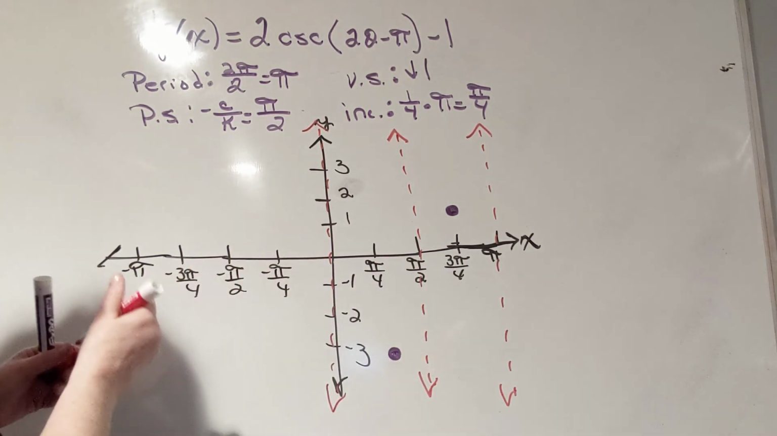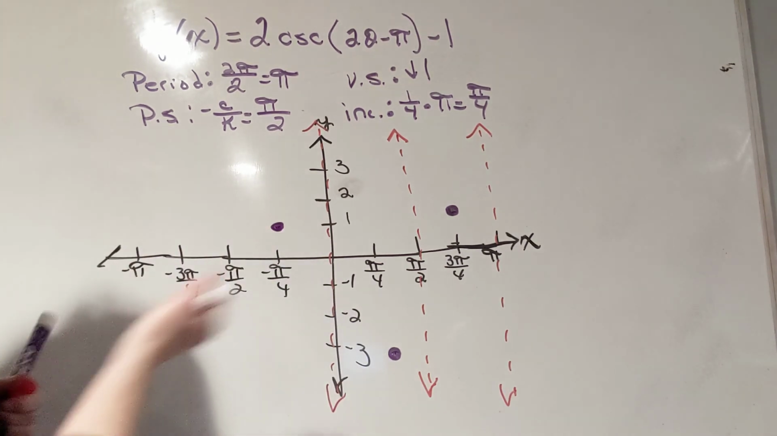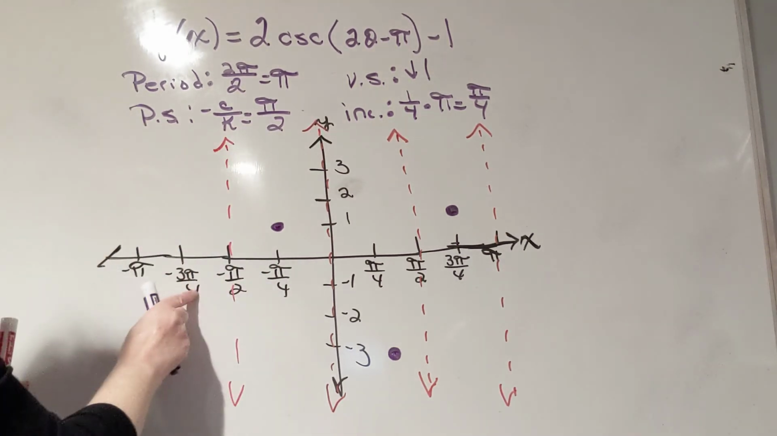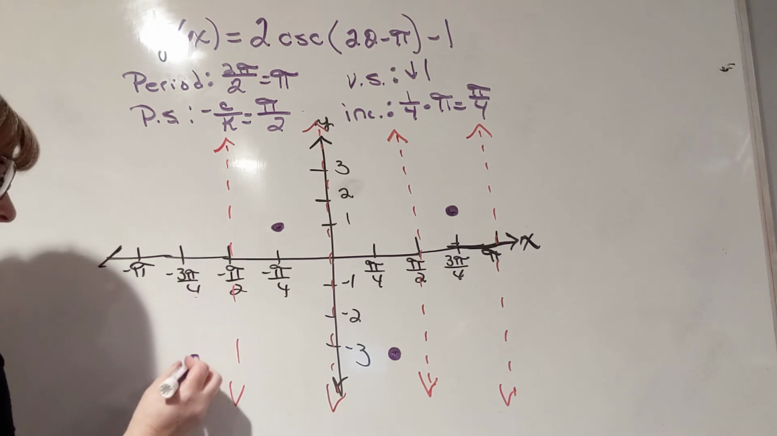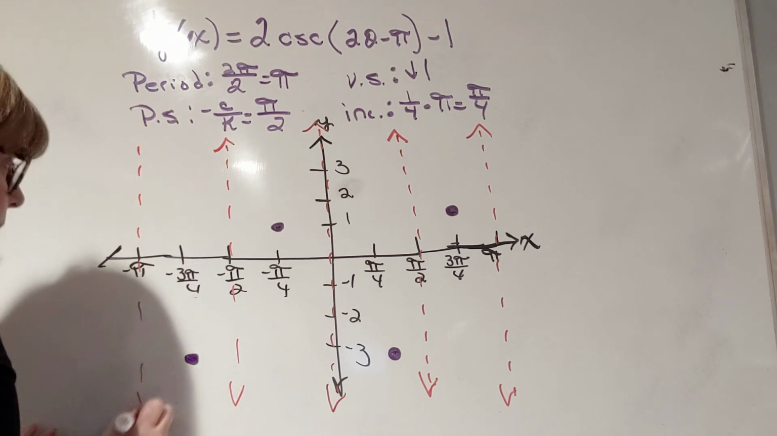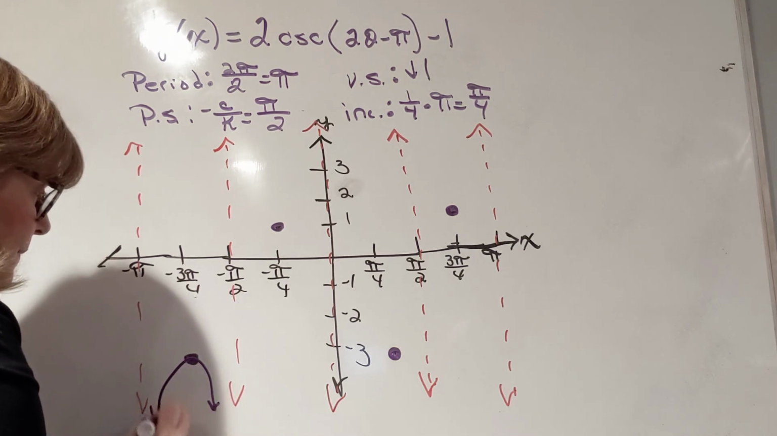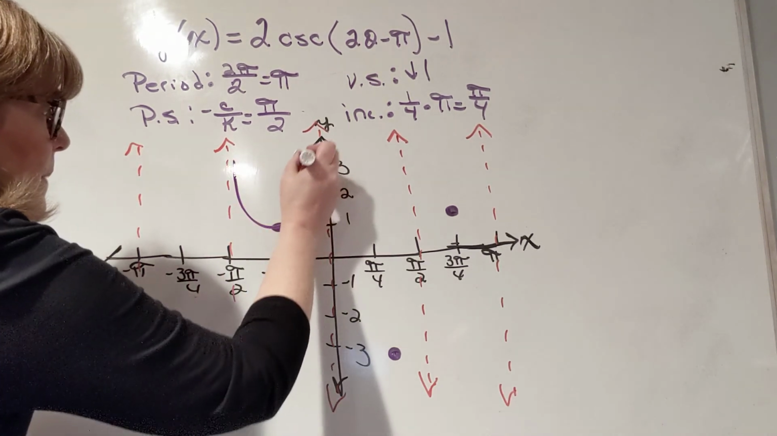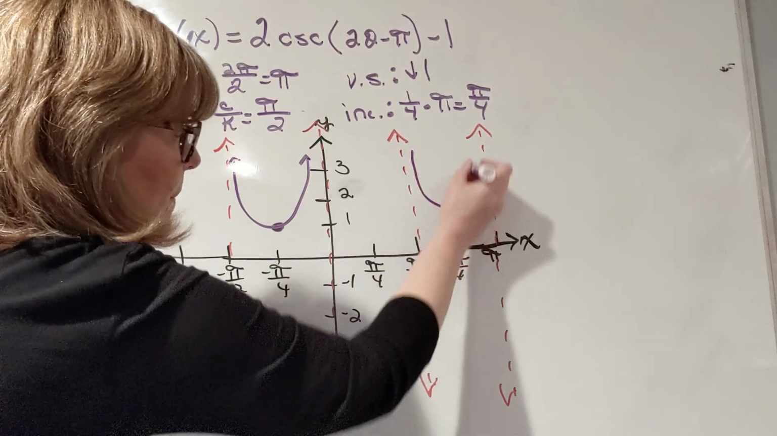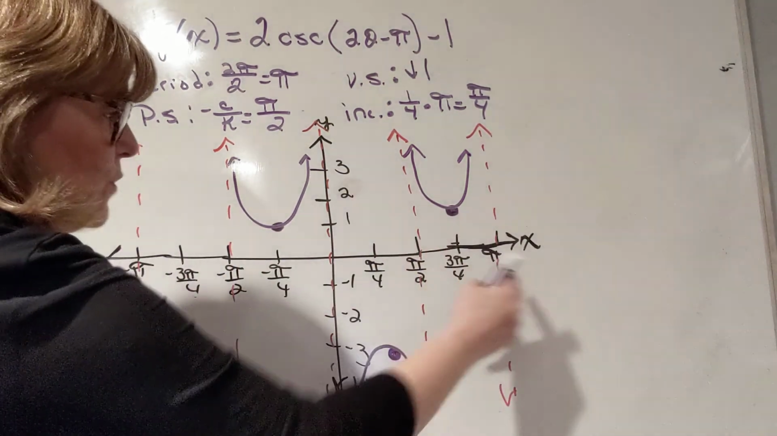If you evaluate negative pi fourths, do you see that you're going to be back at 1? If you evaluate at negative pi halves, it's undefined. If I evaluate negative 3 pi fourths, I'm at negative 3. And if I evaluate negative pi, I'm undefined. Lower point is going to give me a lower curve. Upper point is going to give me an upper curve. Lower point, lower curve. Upper point, upper curve. Make sure you have that dead space in the middle because that's where the sine function would go.